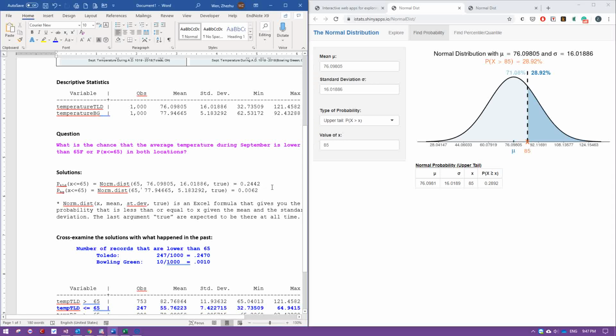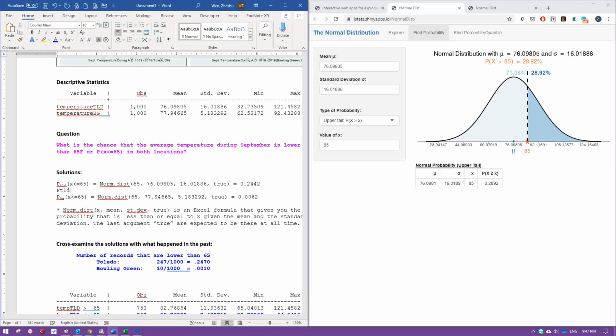Okay, so let me write down what I did in Excel. P Toledo, temperature larger than 85 is 1 minus, repeat it, 85 again. Okay, let's make it subscript. So yeah, this is how you can obtain so-called more meaningful question based on the distribution you have.